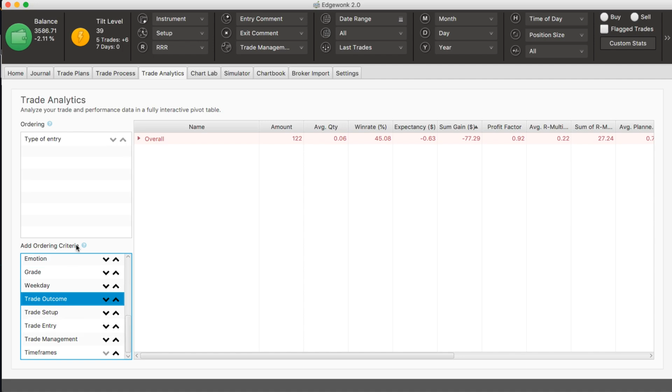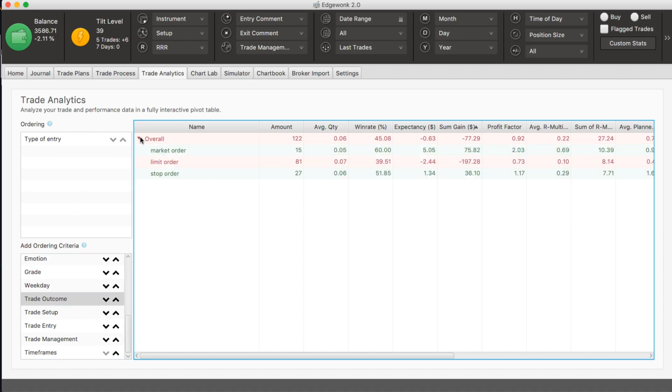What else? We could look at type of entry, and what can we see? Here clearly again a huge outlier. Limit order, 80%, 80 trades out of 122 trades were taken with a limit order, and he lost $200. Again, just avoiding limit orders would have made him a profitable trader in this sample size.